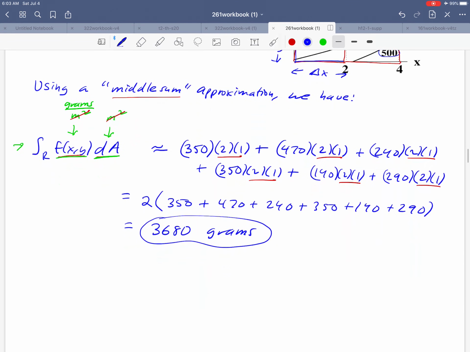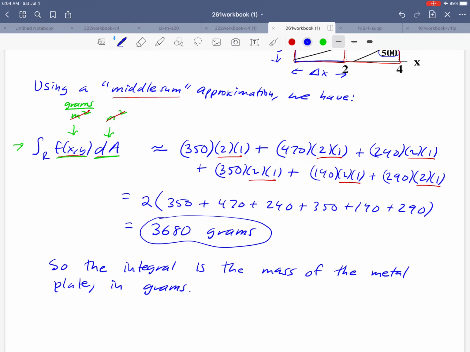So ask yourself then, what kind of physical quantity gets measured in grams? Well, grams is a unit of mass, and so we could say that this integral represents the mass of the metal plate, in grams.